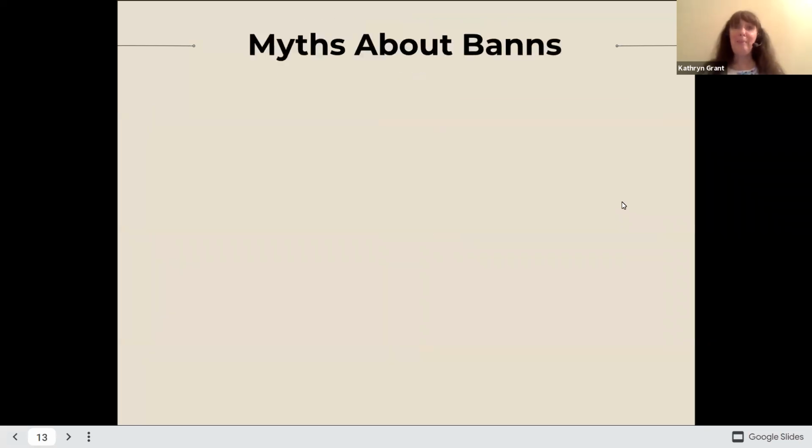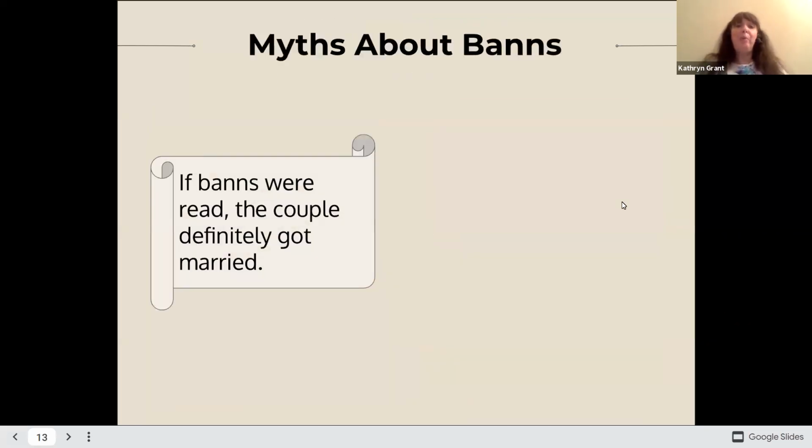So, myths about banns. There are a couple that I want to mention. One is that if the banns were published or called, the couple definitely got married. That is not the case. Just like engagements nowadays, there are times when one or the other calls it off. So we can't conclude that just because we find a record of banns that the couple was definitely married.